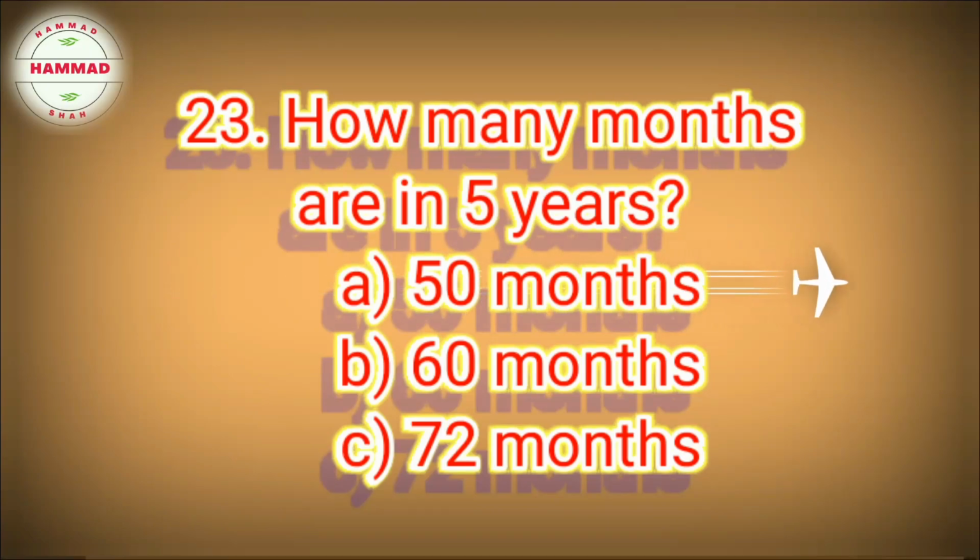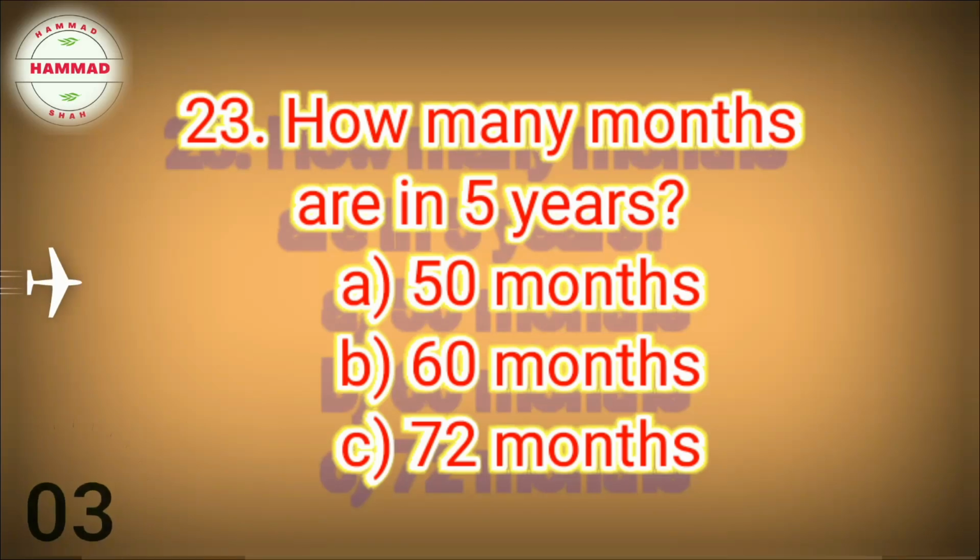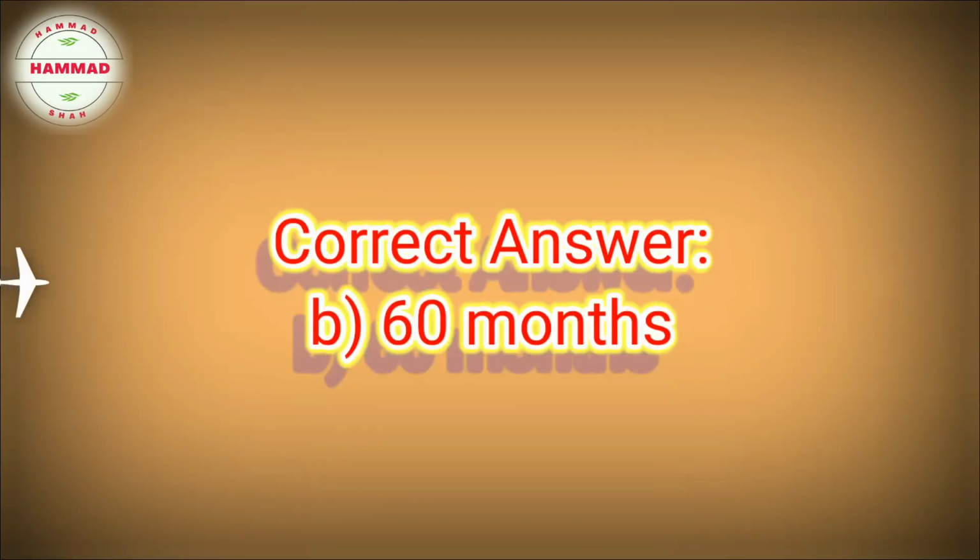Question number 23. How many months are in 5 years? Option A 50 months, option B 60 months, option C 72 months. The correct answer is option B 60 months.